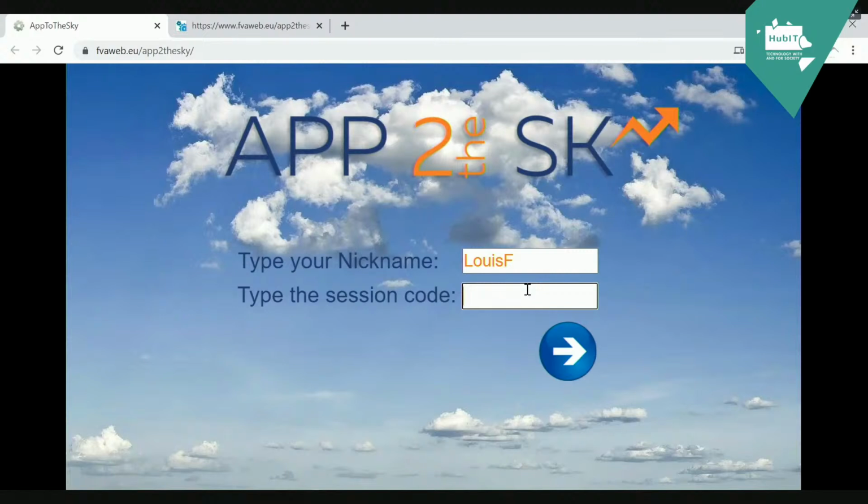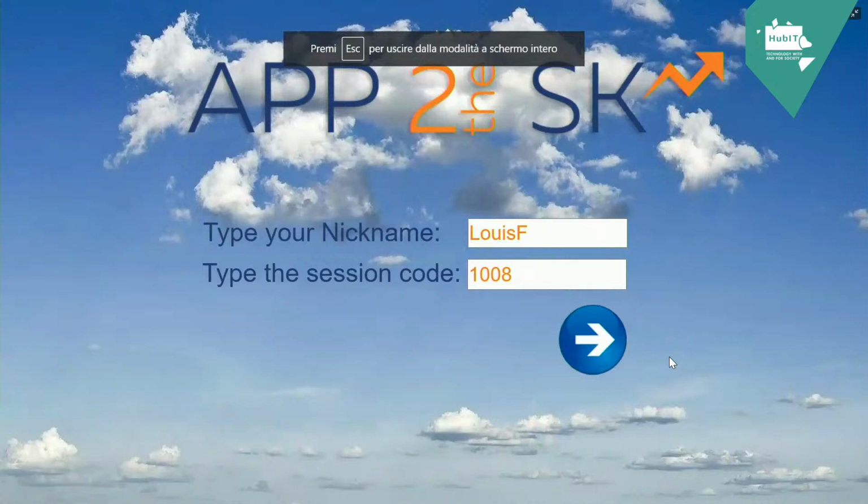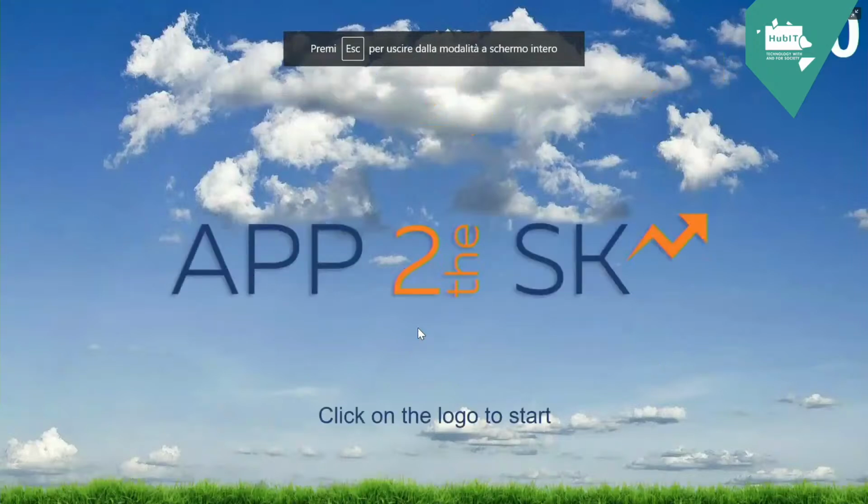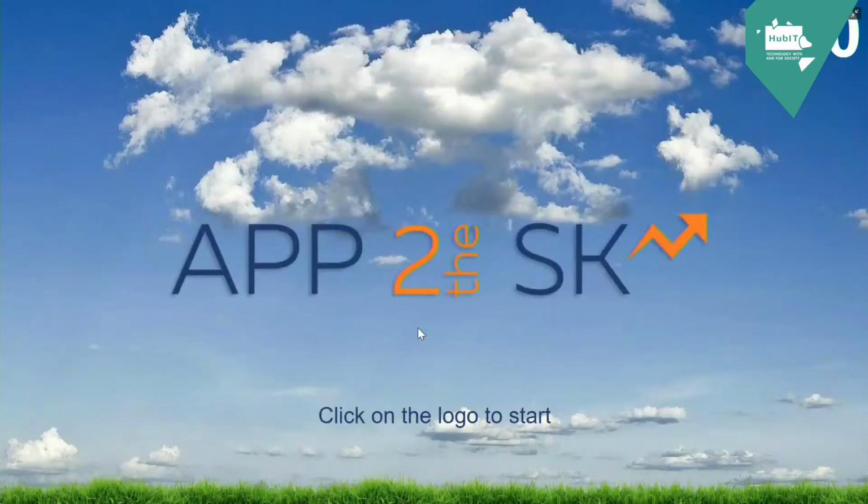So the session ID is 1008. I just wait for all of you to input this, and then you can enter. Okay, so the scope, as I said, is to build a tower as high as possible. And so we can start the game. So I count 3, 2, 1, click on the logo.